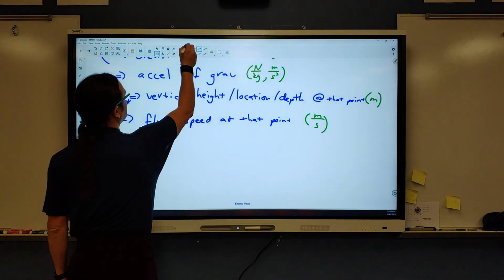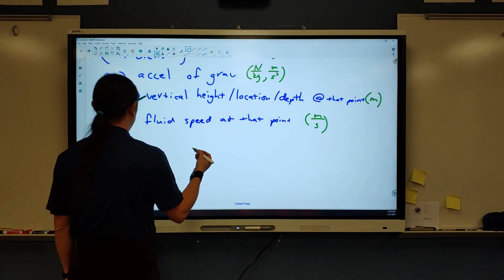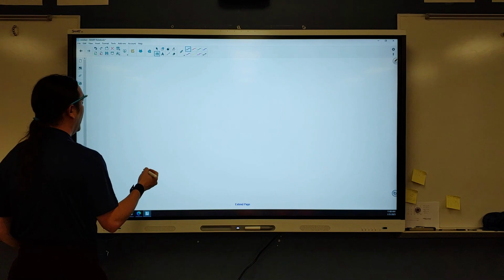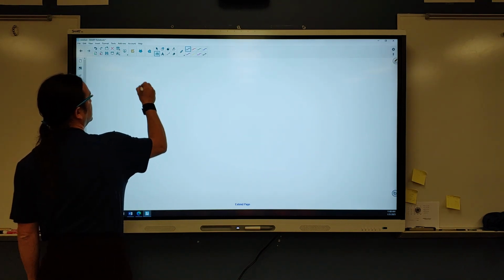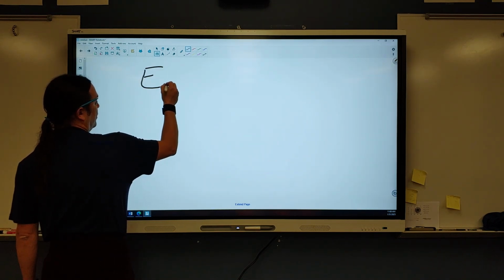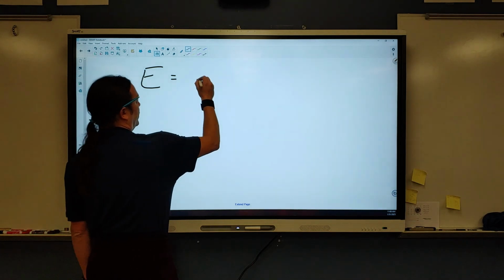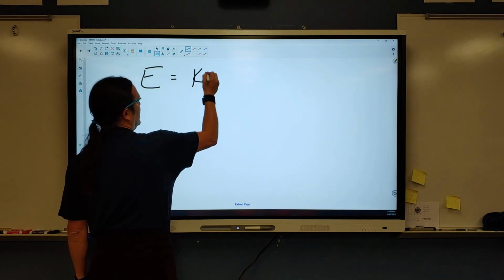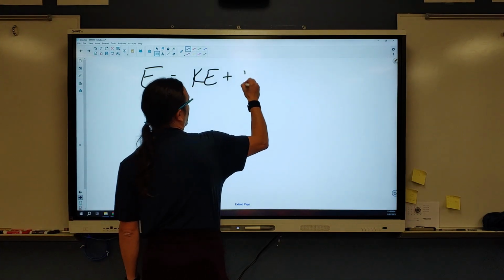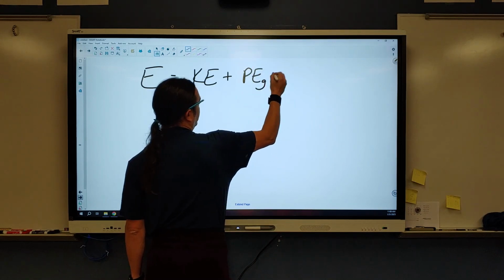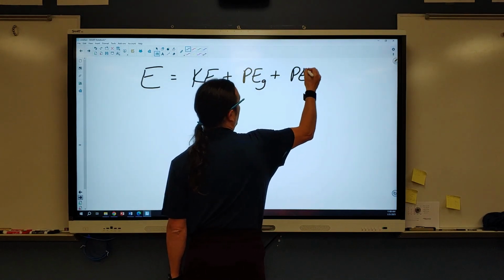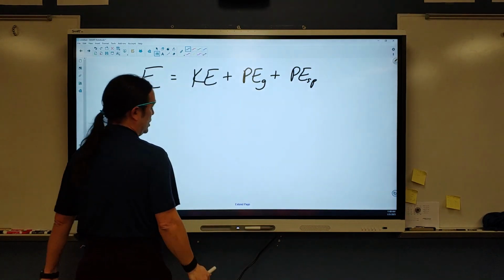So we're going to say the following. Let's go back to a value for energy, where we would say that our total mechanical energy at a given point is going to be equal to our kinetic energy at that point, plus our gravitational potential energy at that point, plus, I'll go ahead and add, a spring potential energy at that point.